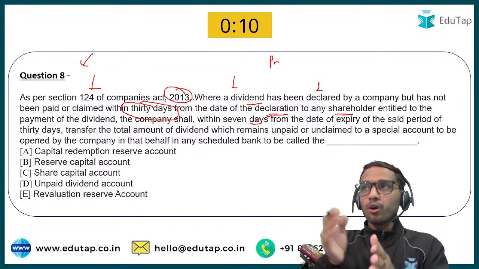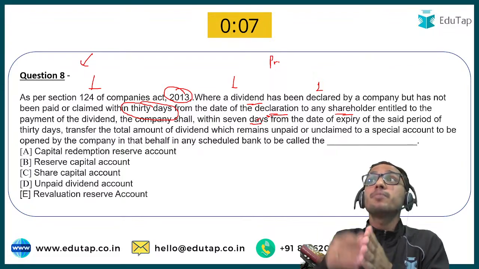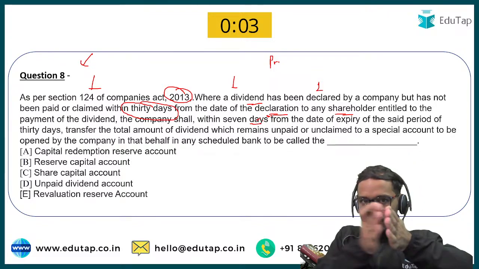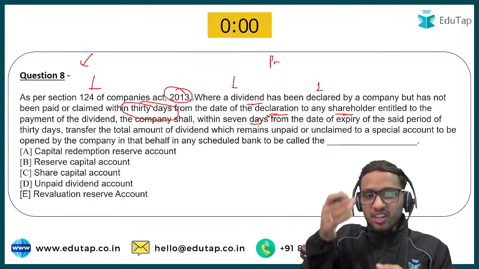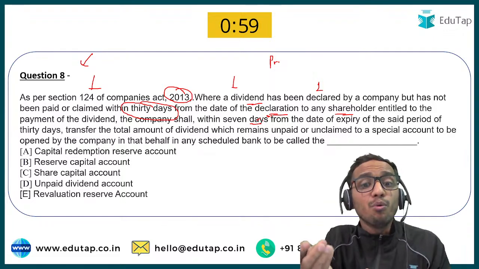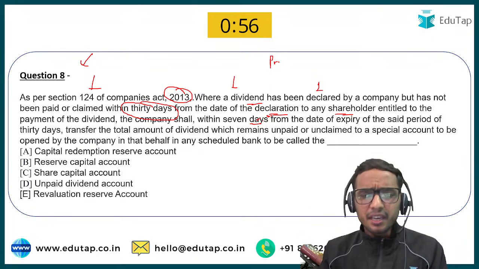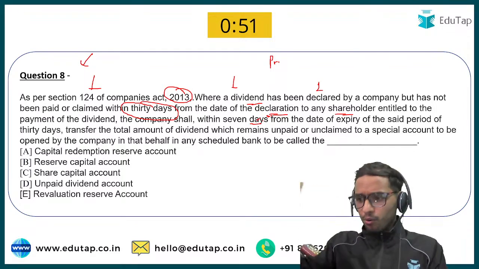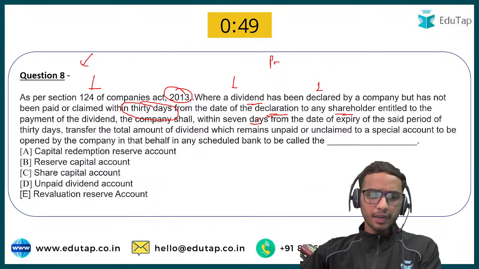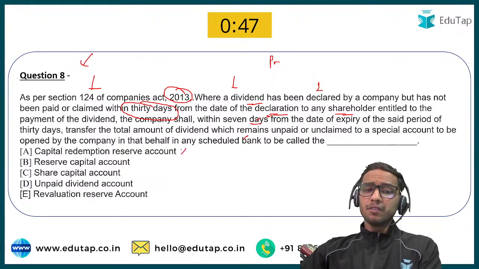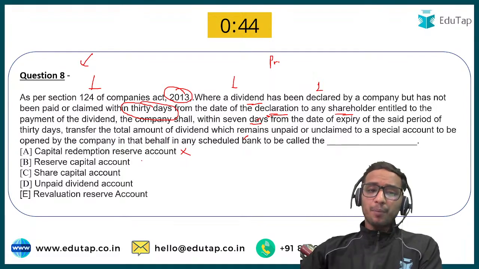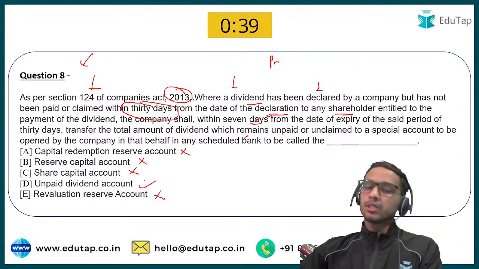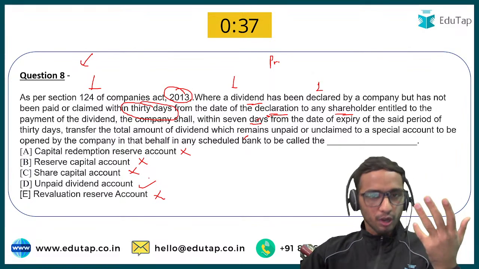But if it doesn't, or if the dividend has not been claimed by the investor, then within 7 days of this closure of 30 days, they have to transfer it to a certain account. So the question is saying, what do we call that account? So I have started to get the answers, right? Capital redemption reserve account, no. Reserve capital account, no. Share capital account, no. Unpaid dividend account, yes, absolutely. So the correct option would be option D, and most of you are correct.